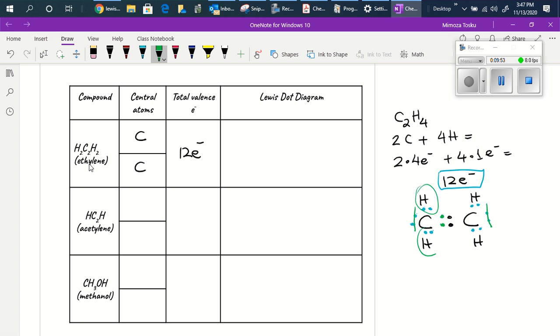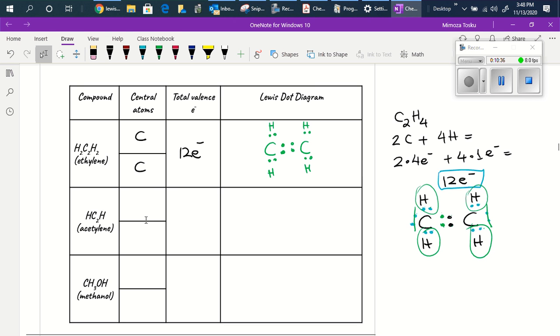Why in between the 2? Because hydrogens are satisfied. Hydrogens just need 2 in order to be happy. And therefore, each carbon now becomes satisfied because it has 8: 1, 2, 3, 4, 5, 6, 7, 8. So the Lewis dot diagram will be carbon, carbon, double bond, and then hydrogen on each of those, and then we will have the bonding for the hydrogen here.